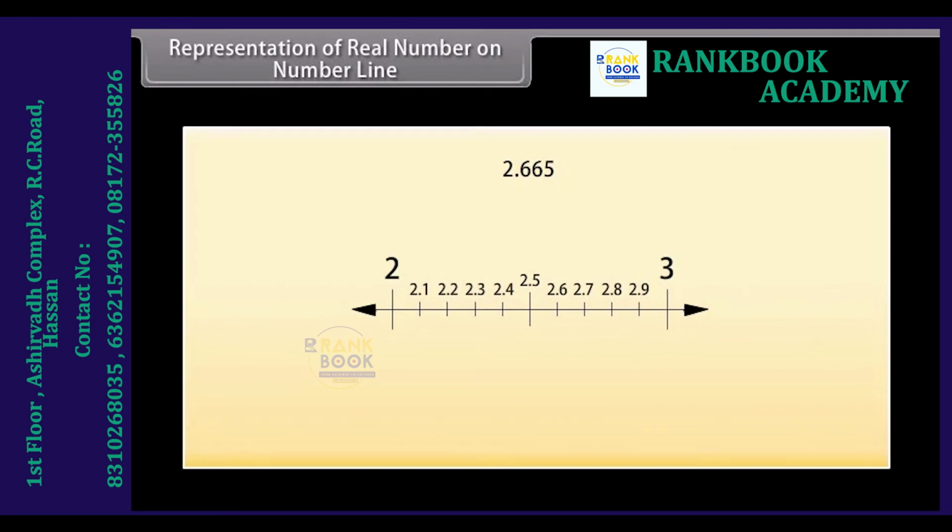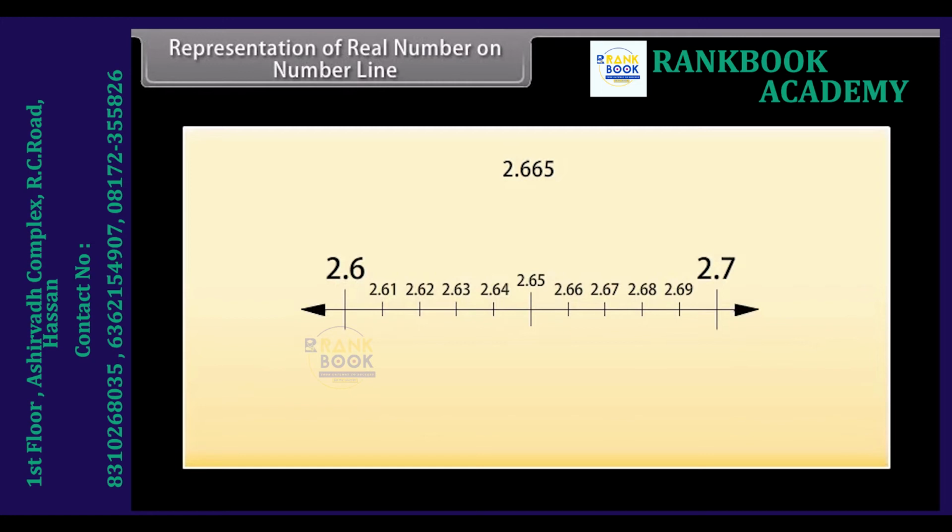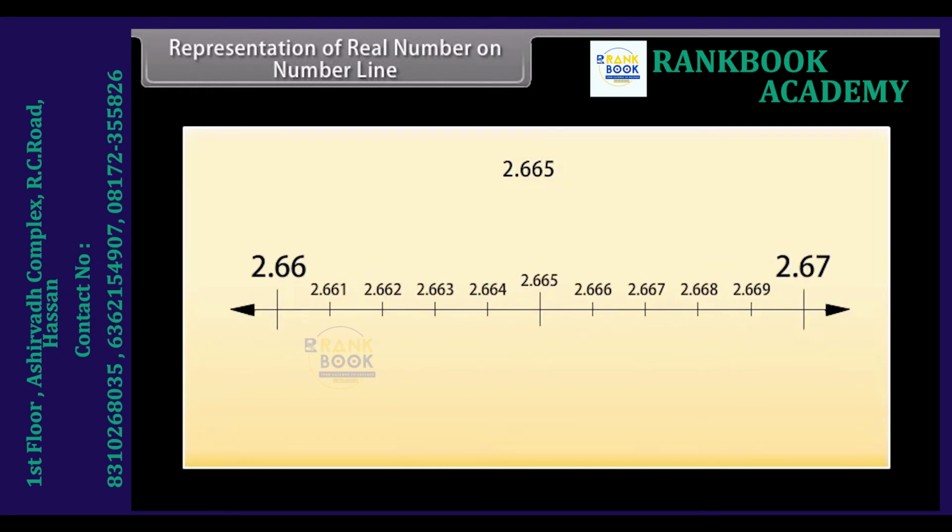Imagine dividing it into 10 equal parts. For a clear view of the numbers, the first part represents 2.1, the second part is 2.2, and so on. Here, 2.665 lies between 2.6 and 2.7. Now focus on the portion between 2.6 and 2.7. Divide this again into 10 equal parts. The first part represents 2.61, the next 2.62, and so on. Again, 2.665 lies between 2.66 and 2.67.